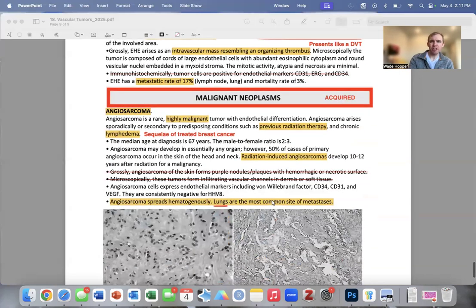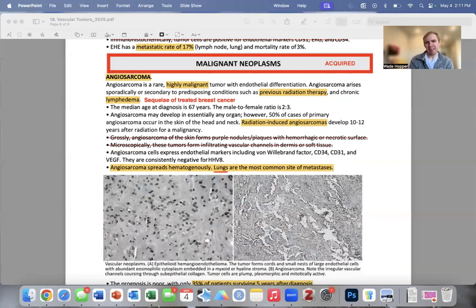Finally, let's talk about angiosarcoma. This is a really bad, highly malignant cancer. And this is one that does show up on boards. I've seen this on a couple of different levels or steps of my boards. And they usually just want you to diagnose it.